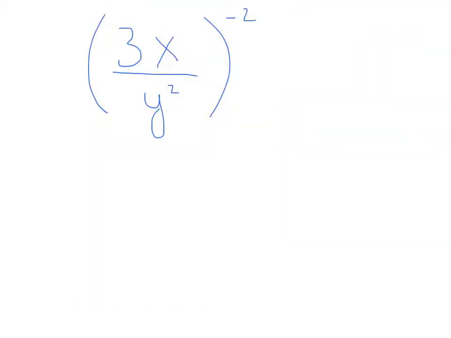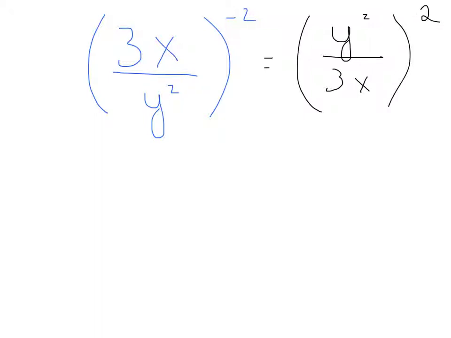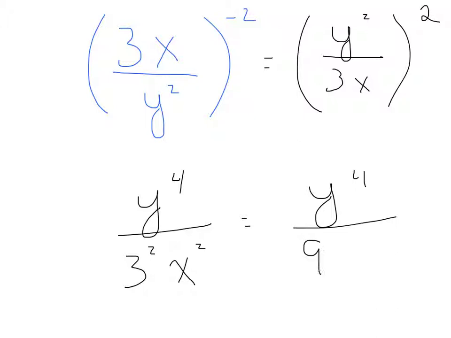One last trick regarding negative exponents. If I have an expression and I have a negative exponent that that entire expression is being raised to, what I may want to do is just take that expression and flip the entire thing. Now, that negative exponent becomes a positive because I've just taken the reciprocal of my expression. So now I can distribute that exponent like normal, y to the fourth, 3 squared, x squared, and that simplifies to y to the fourth over 9x squared.